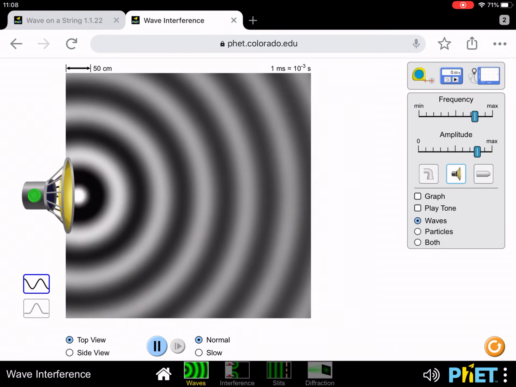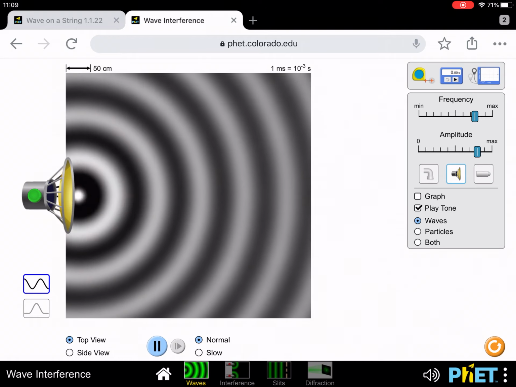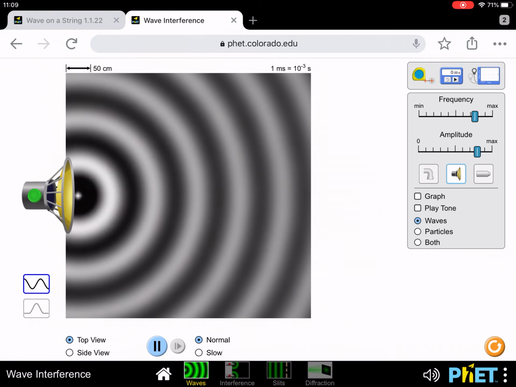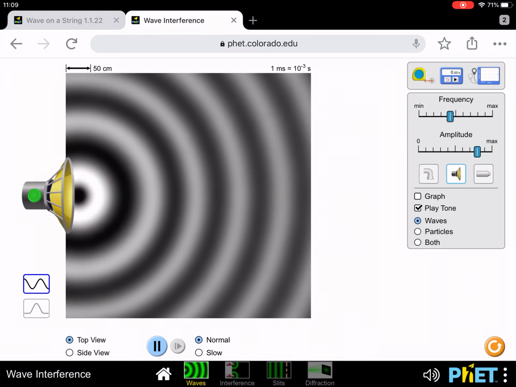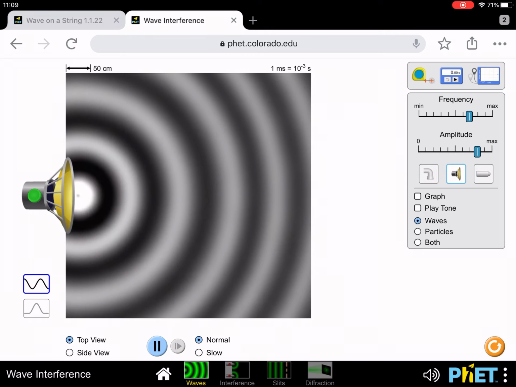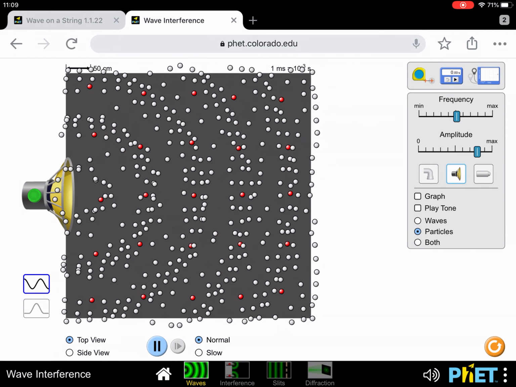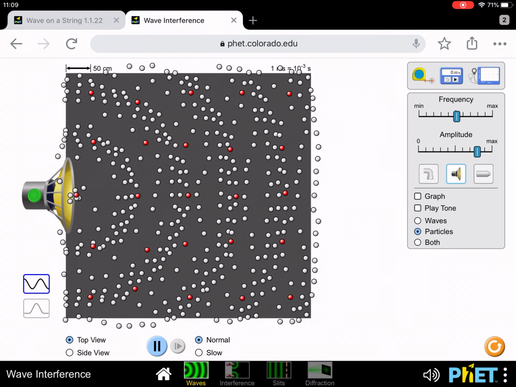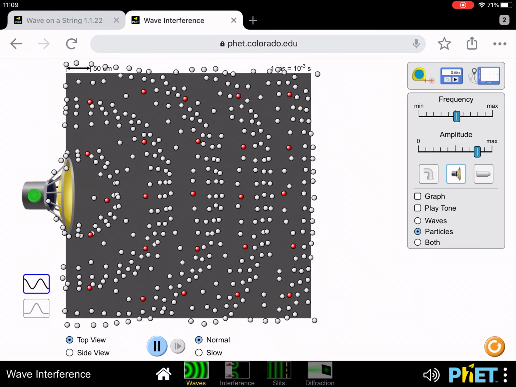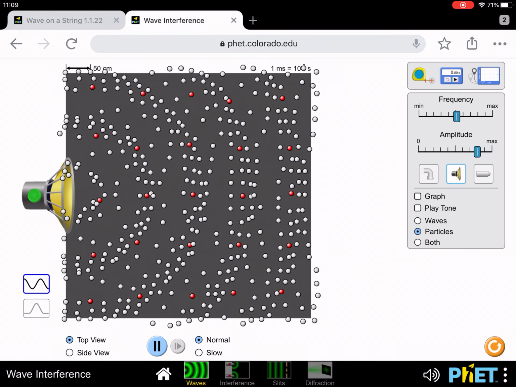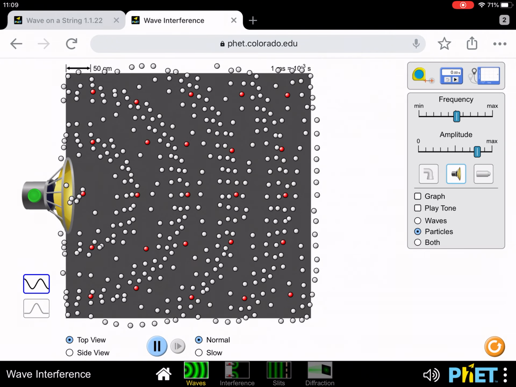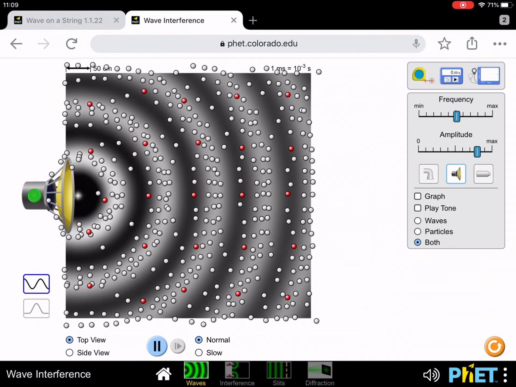You can actually hear this, at least you're supposed to be able to. Never mind. It will show you particles, though, which is also interesting. We've seen illustrations like this before. And you can see it all at once. Look at that, it's fabulous.